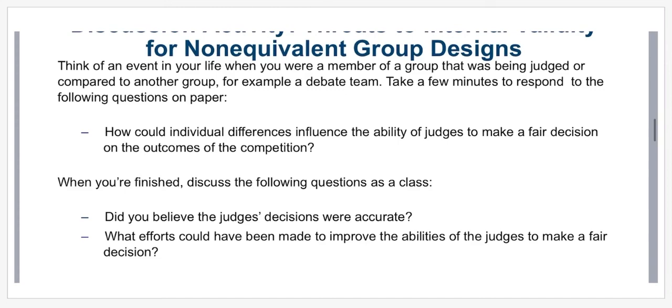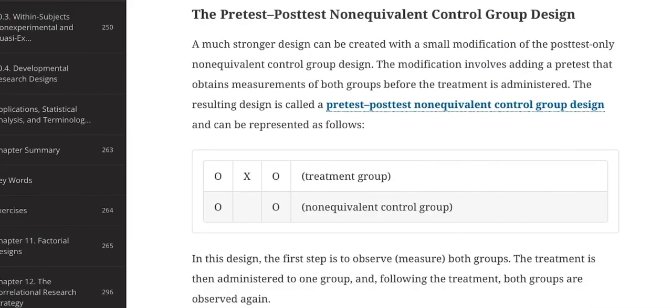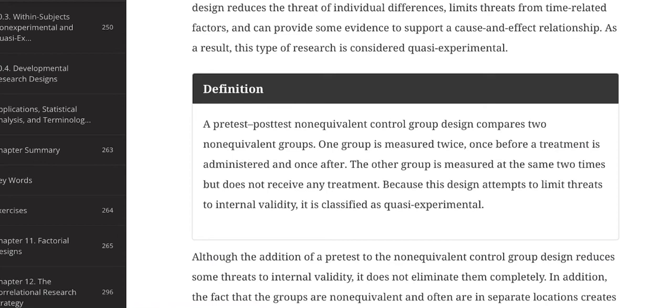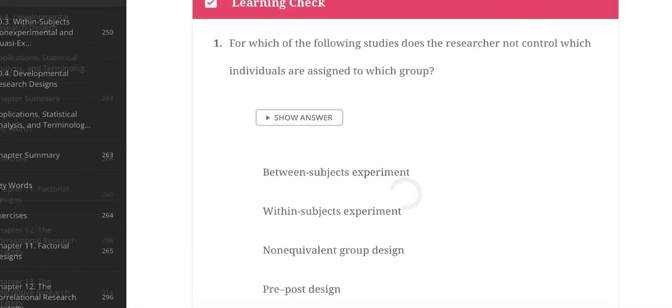Here are some things to just think about. You can screenshot this, think through these things. Again, trying to get you thinking about potential issues with individual differences and how that can affect validity and bias in these experimental designs. And then if we go to here, we have the learning check.